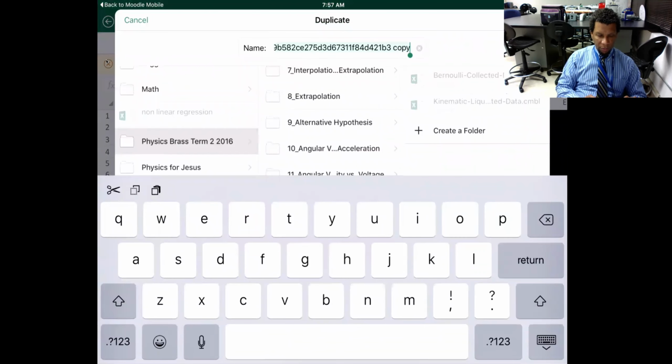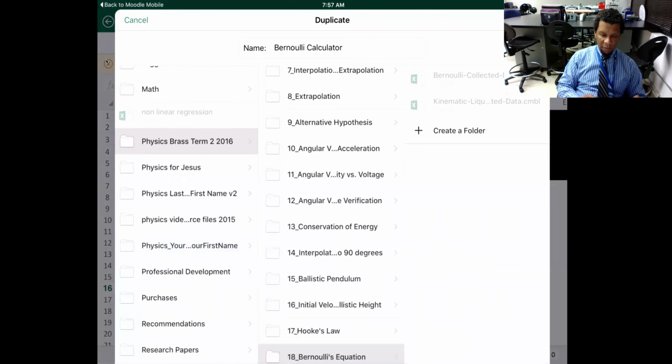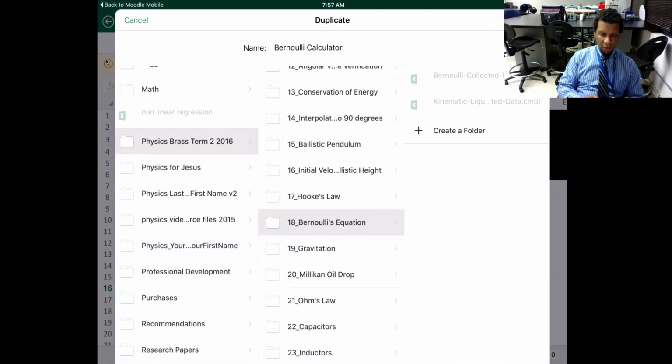So let's call it Bernoulli calculator. And we're going to put it into the same folder here, Bernoulli's equation.